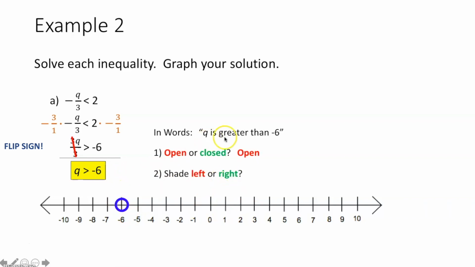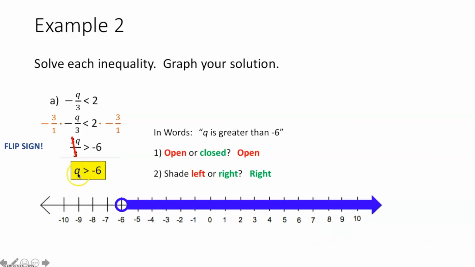Well, we want all Q greater than negative 6. So that's negative 5, negative 4, negative 3, negative 2, negative 1. All the way to the right. So we're going to shade to the right. And again, since we solved for our variable on the left, the inequality sign points in the direction we should shade.